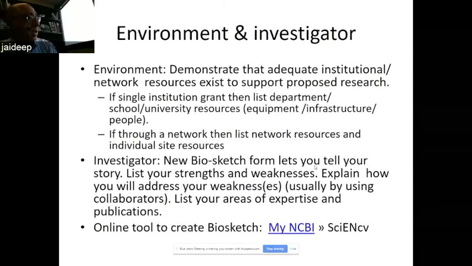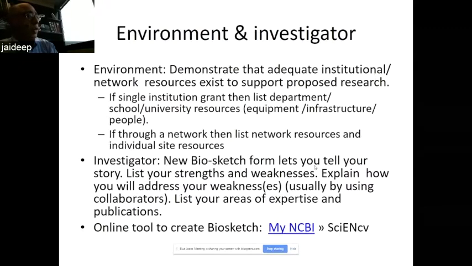Investigator is another scored criterion. This is your opportunity to tell your story. Within your BioSketch, it's no longer very new, BioSketch allows you to list your strengths and weaknesses. If there are any weaknesses and there are parts of the trial or the study that you're not an expert on, make sure that you address it directly, head on, and ideally what you do is you use collaborators who can help with that area of expertise.